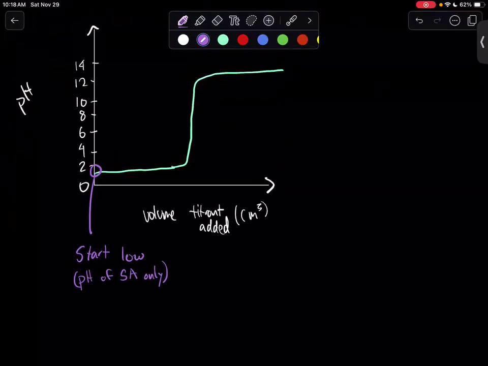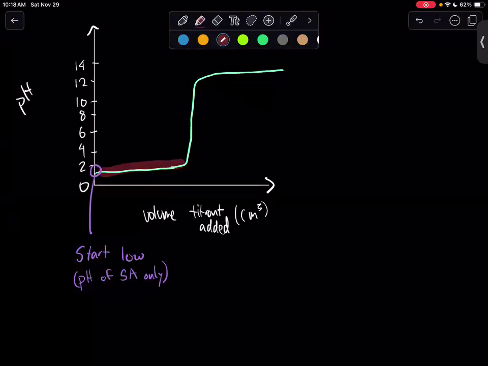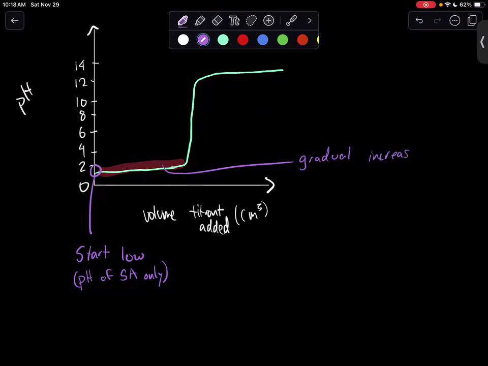Then as we start adding titrant, we get this gradual increase because we're neutralizing some of the hydronium ions in solution. Therefore, there is less, and using our pH equation, we can tell that the pH will increase. Then all of a sudden we have a sharp increase. The key aspect of the sharp increase is right smack dab in the middle of it, at a pH of 7. This is our equivalence point.